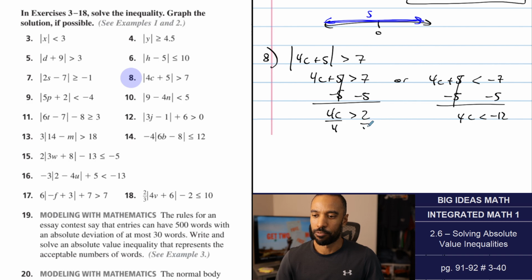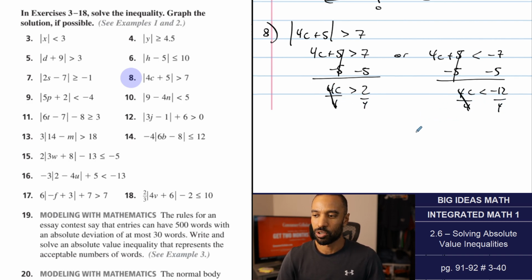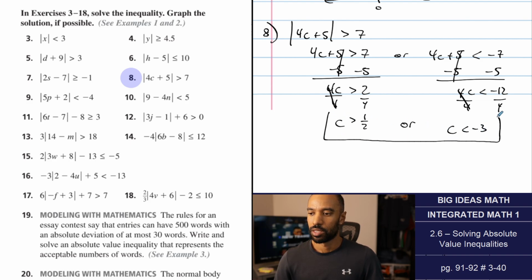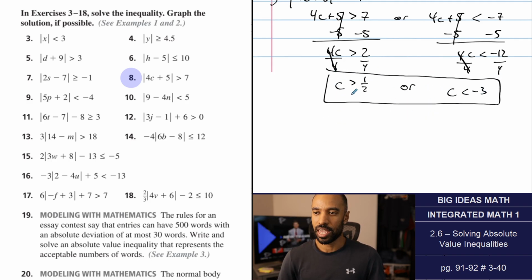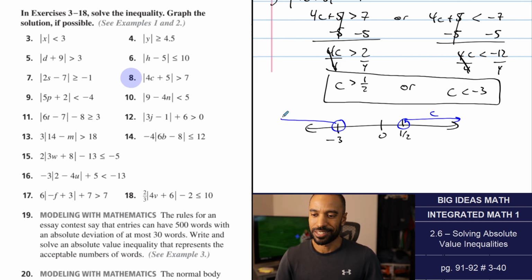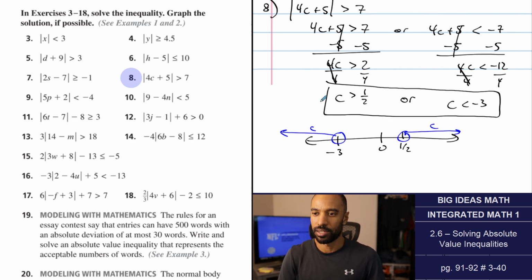When I divide by 4 on this one, I'm going to get a fraction. When I divide by 4 on this one, I'm going to get a nice old integer. So this is 1/2, 0.5. This one here is negative 3. This or that, not this and that, this is a split. Greater than 1/2, less than negative 3. This way for C, this way for C. 0 not included.